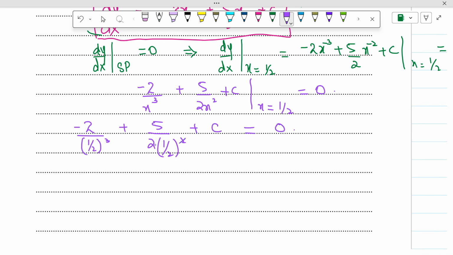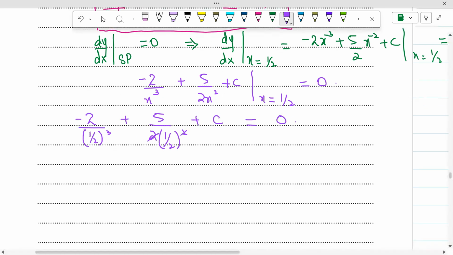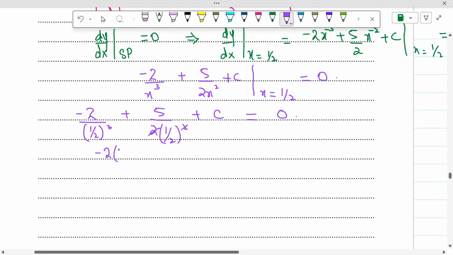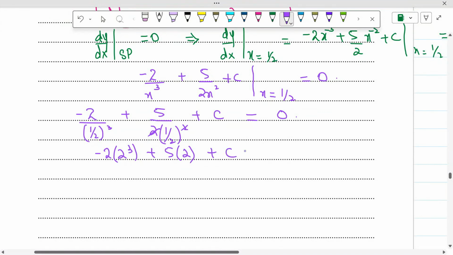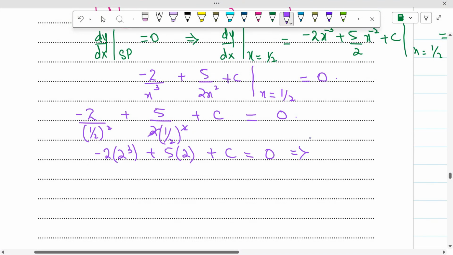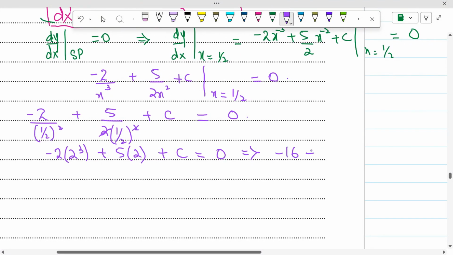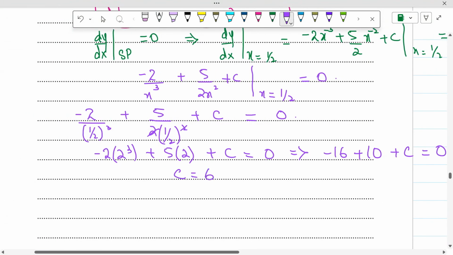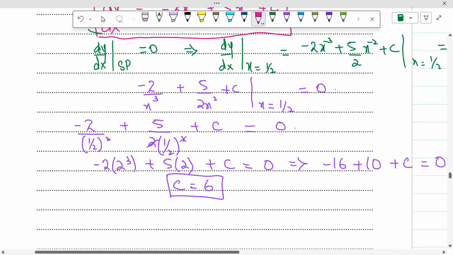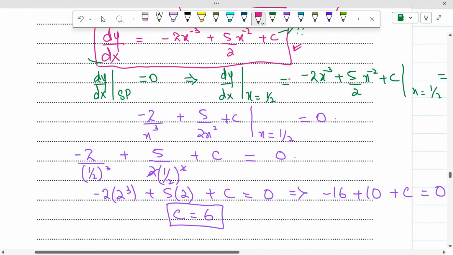So this one will be cancelled out, and this is equal to negative 2 times 2 cube plus 5 times 2 plus c is equal to 0, which is negative 16 plus 10 plus c equal to 0. So we can say that c is equal to 6. Plugging this value of c in this equation, we get the derivative equation.